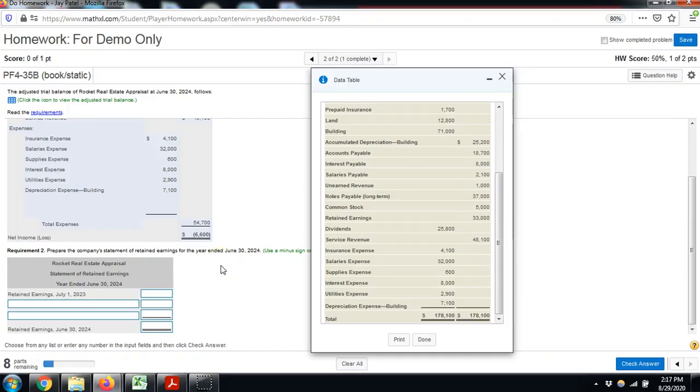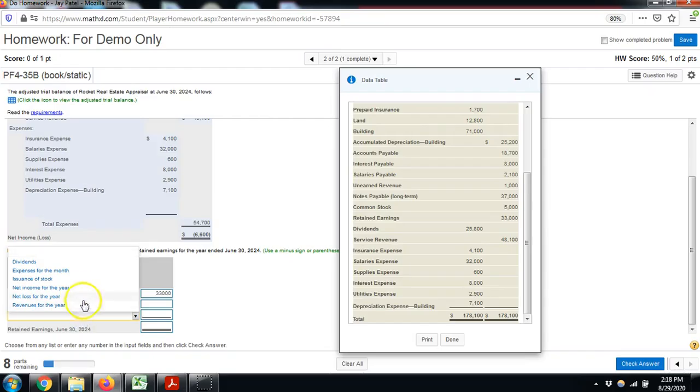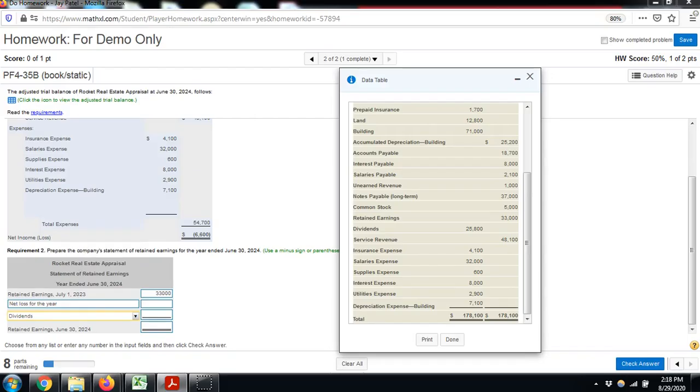So now let's look at the statement of retained earnings. Again, we're going to have to continue using this adjusted trial balance. So we have our beginning retained earnings balance that we get from here. We're going to then add in, rather subtract the net loss, and we're also going to subtract the dividends, and that will give us our final balance.